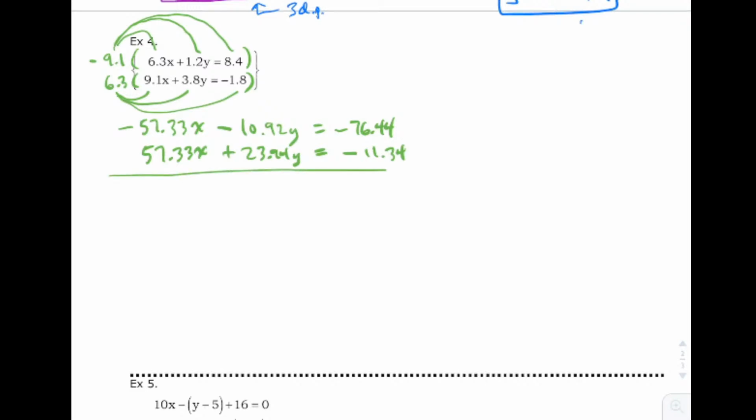We have succeeded in making these equal and opposite coefficients. That means we're ready to add our equations together, and when you do, the x terms go poof. Looking at these y terms here, what are we going to have? We're going to have, well, you can either enter this as a negative 10.92 plus a 23.94, which will give you a 13.02 positive. Hey.